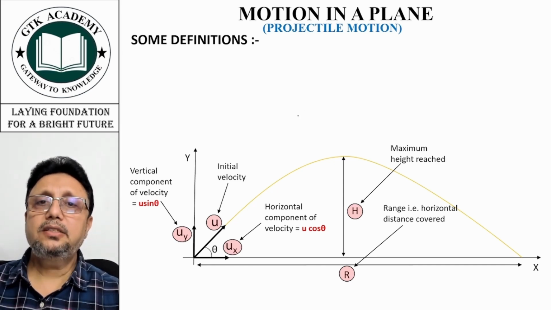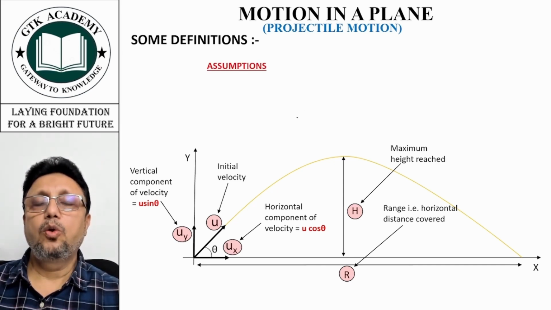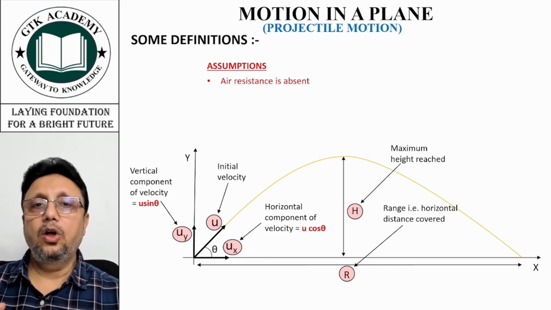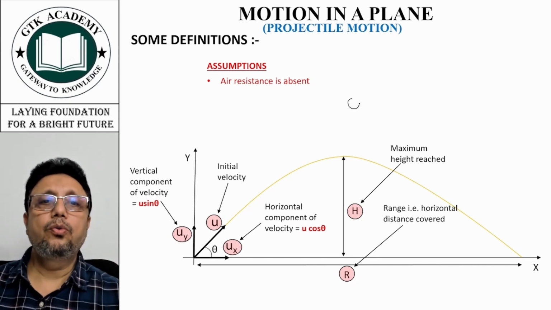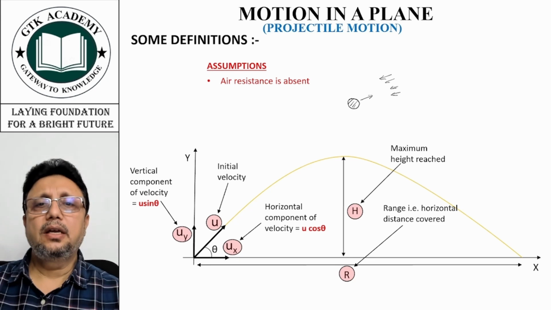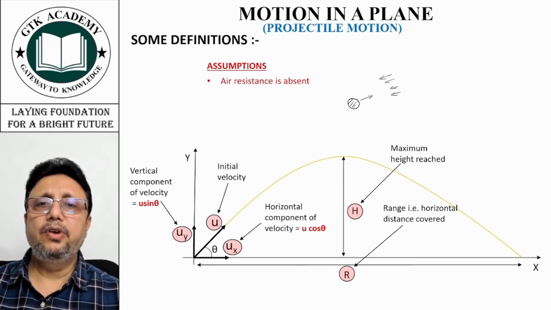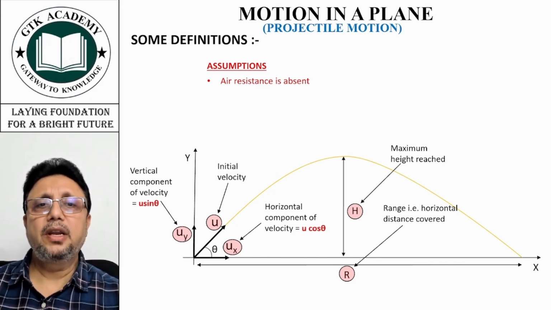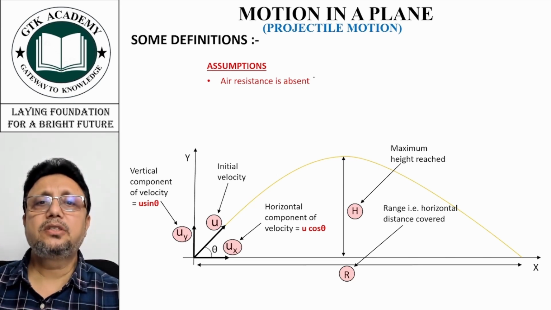However, there are certain assumptions also. What are they? Air resistance is considered to be absent. Although when you throw any ball in this direction, there is bound to be air resistance, but that is negligible. So we neglect it, and apart from that, it makes our calculation complex also. So since it is not predominant, we neglect it. So air resistance we consider as absent.